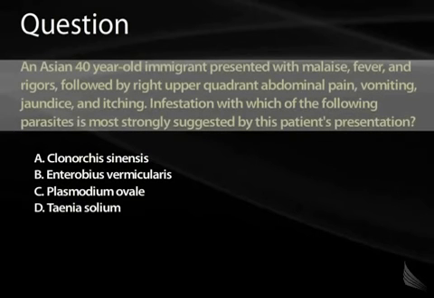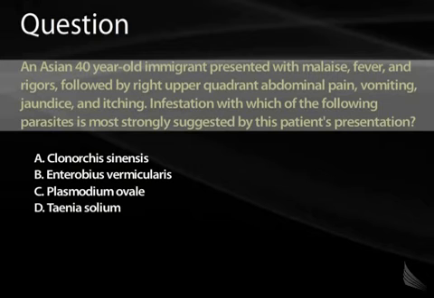Question. An Asian 40-year-old immigrant presented with malaise, fever, and rigors, followed by right upper quadrant abdominal pain, vomiting, jaundice, and itching. Infestation with which of the following parasites is most strongly suggested by this patient's presentation? So we have a kind of generalized disease, but we also have right upper quadrant pain with vomiting, jaundice, and itching.